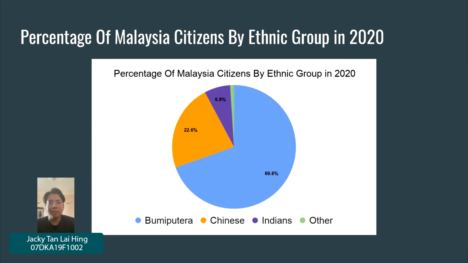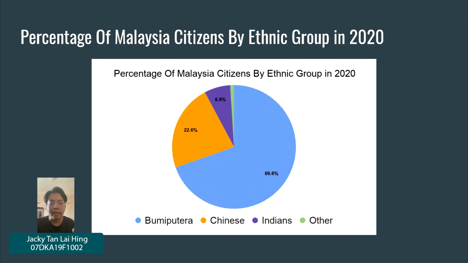So let's start by looking at the pie chart. The overall pie chart illustrates the percentage of Malaysian citizens by ethnic group in 2020. From the pie chart, it is clear that two of the most significant ethnic groups in Malaysia are Bumiputra and Chinese, with a 47% difference between the two. Therefore, over half of the Malaysian citizen ethnic group is Bumiputra.